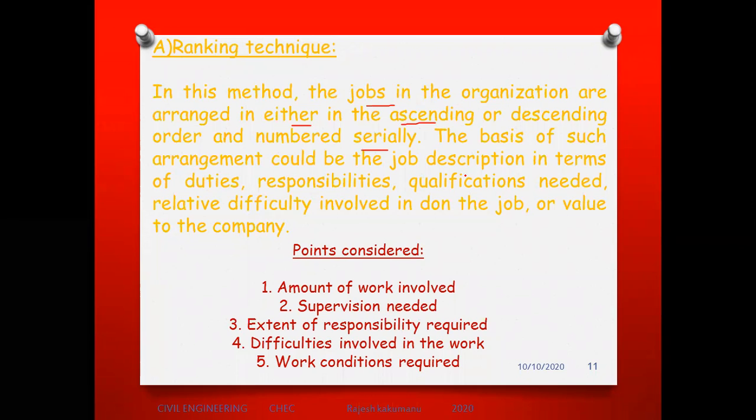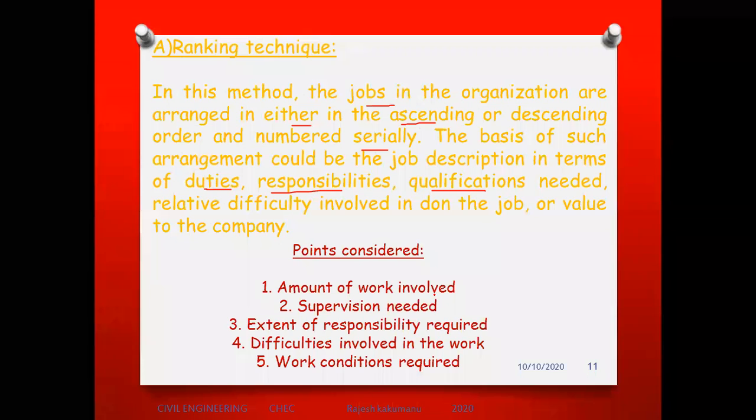So as we said earlier, the basis of such arrangement could be the job description in terms of what are the duties of the job, what are the responsibilities of the job, what are the qualifications required, right? Number of positions, right? Wage payment, everything will be prescribed in the notification.